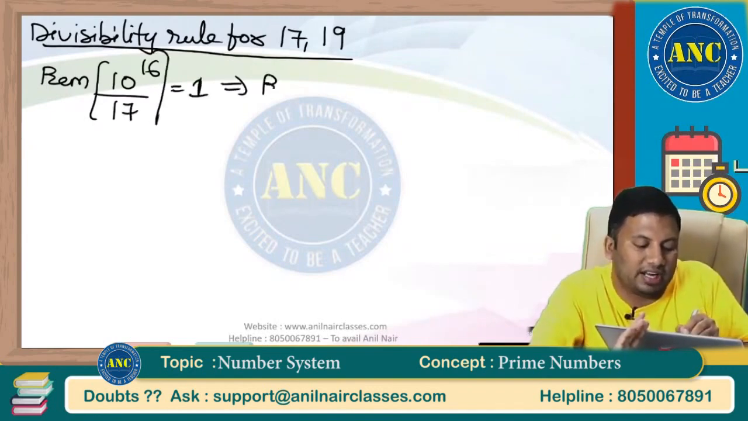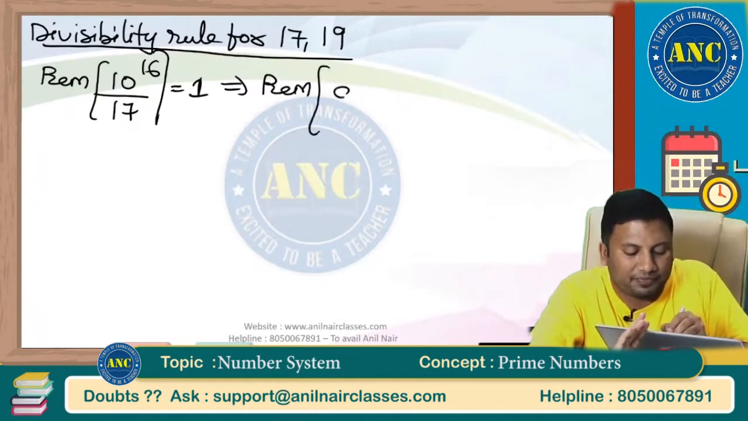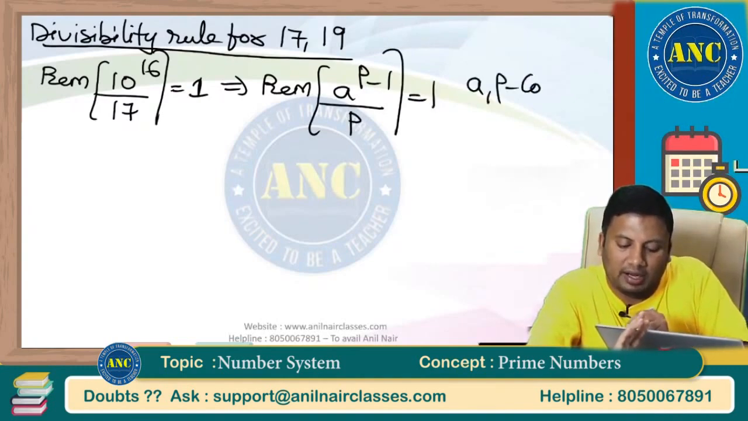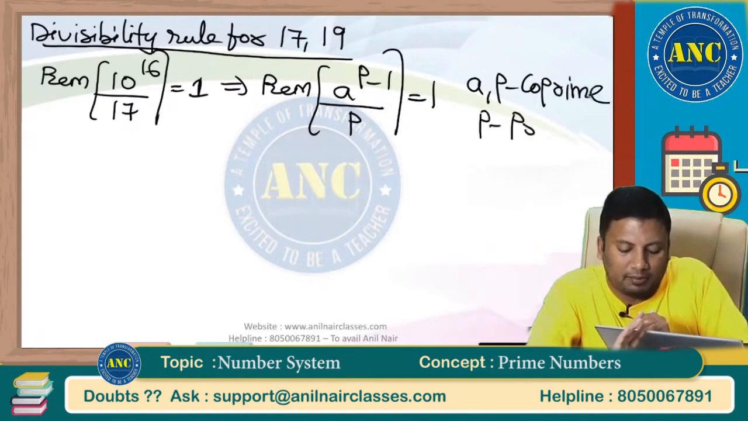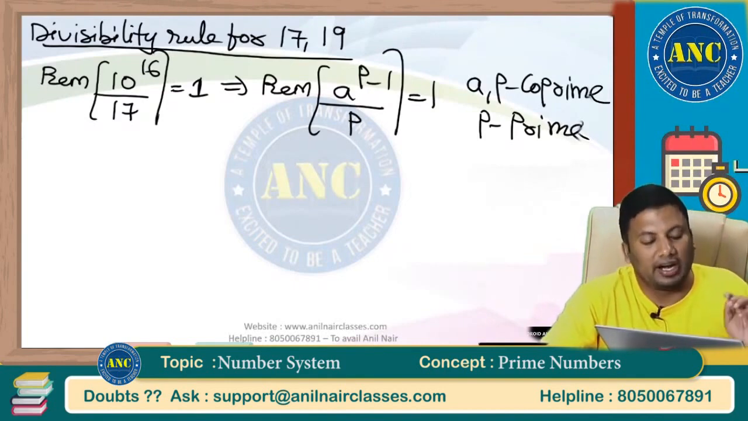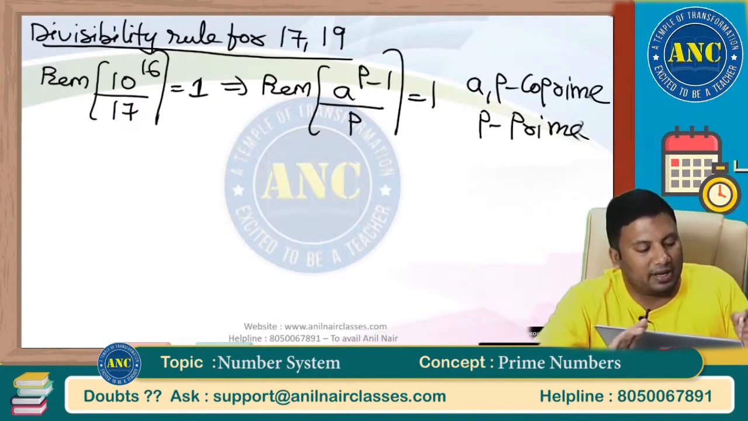From where is it derived? It is derived from a power p minus 1, which when divided by p is 1, when a and p are co-prime and p is a prime number. That is Fermat's theorem. So I just used it to get 10 power 16 divided by 17.